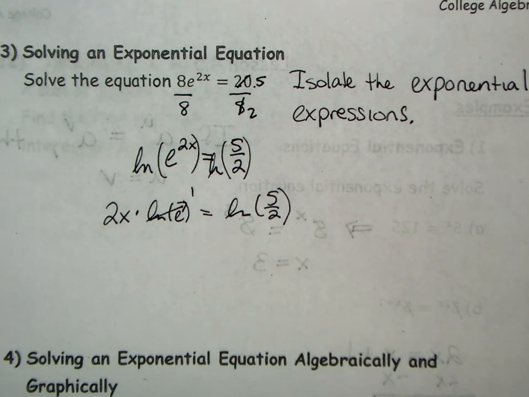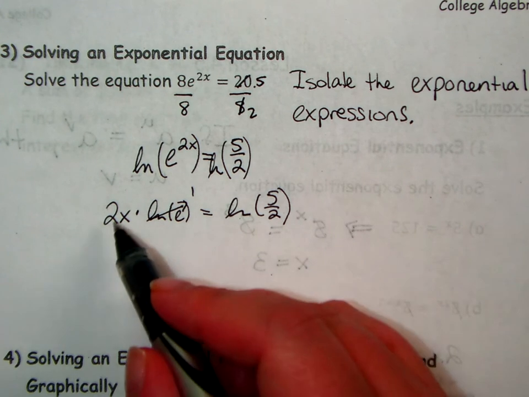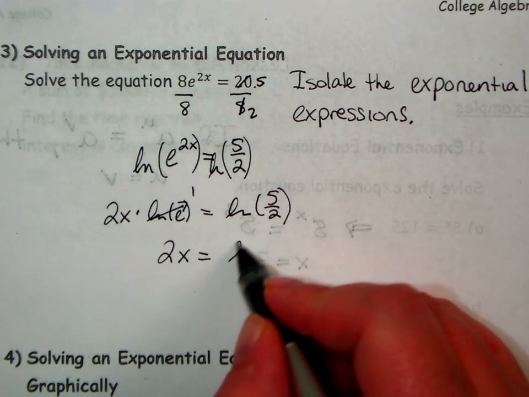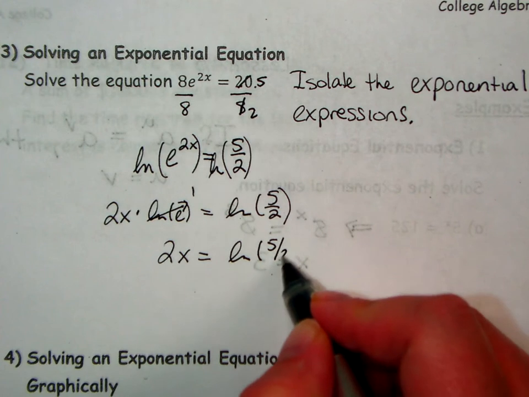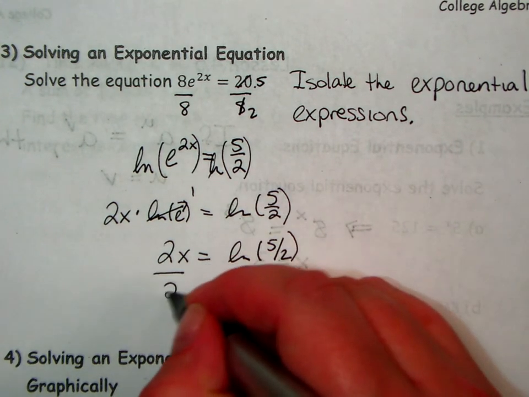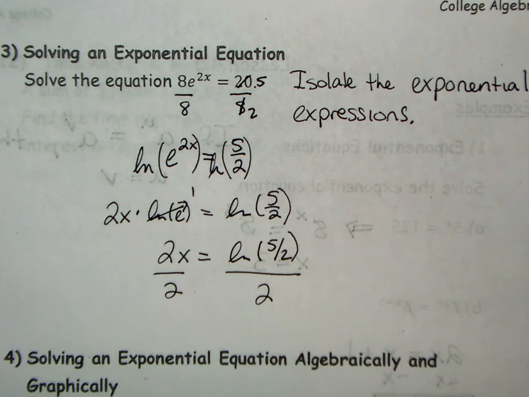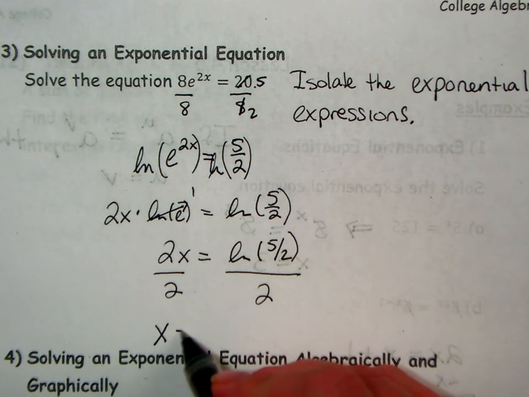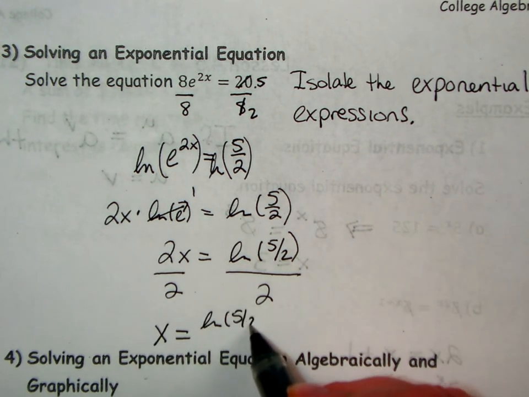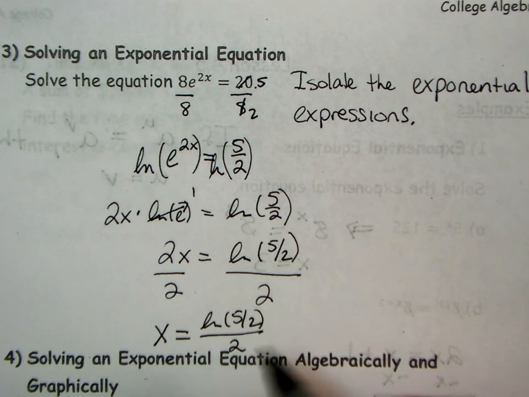You can type that in your calculator if you'd like to confirm that. ln of e equals 1. All right? So we get 2x times 1 here. So I just have 2x equals ln of 5 halves. All right? Now to solve for x, I need to divide by 2. Okay? So the exact solution for x is ln of 5 halves divided by 2.